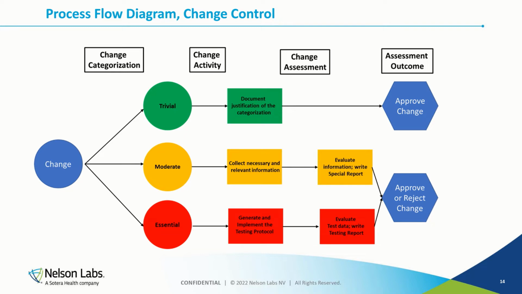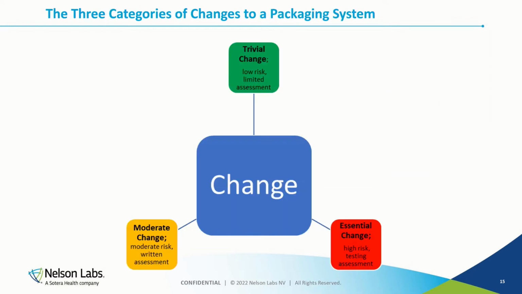On the other hand, a change that's categorized as essential, in other words, a change that's highly likely to alter the leachables profile, the change activity is to generate and implement a testing protocol. The change assessment is to evaluate the test data from the perspective of safety impact and write a report. And then based on that report, the assessment outcome is either to approve or reject the change. So a dramatically different change control process depending upon how the change is categorized.